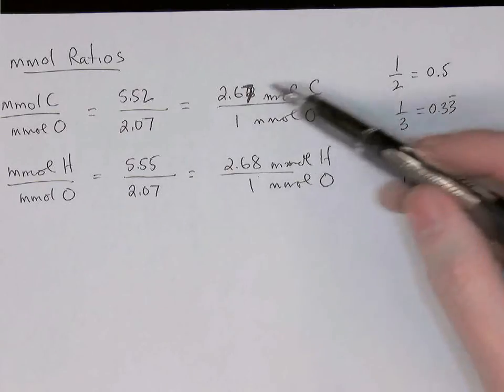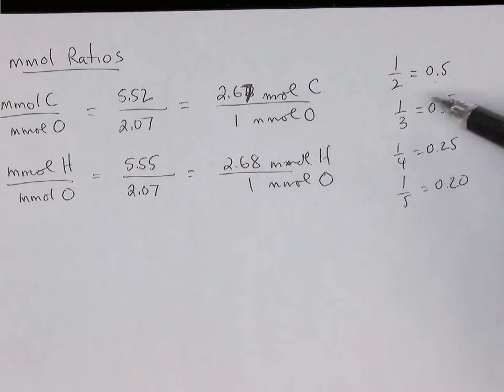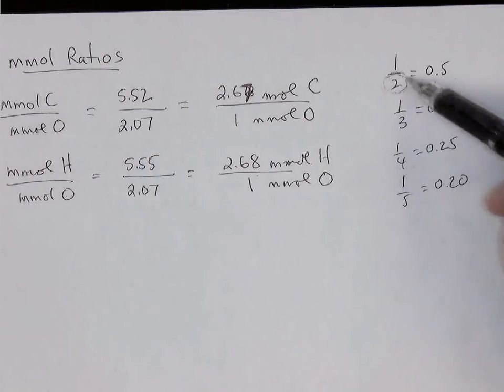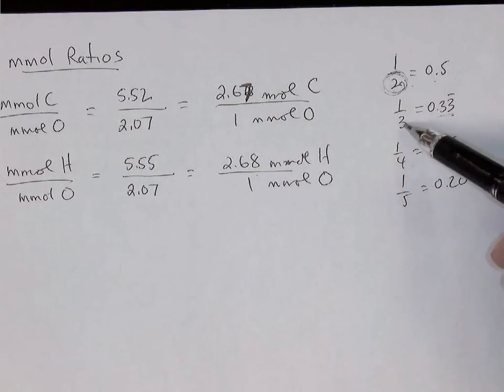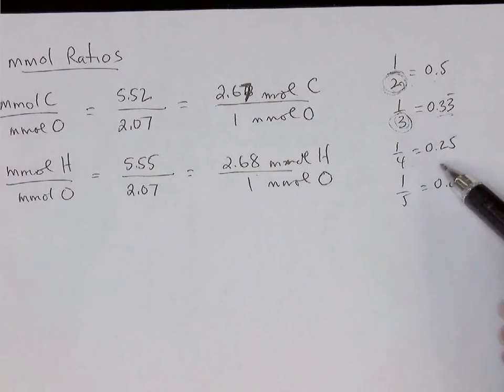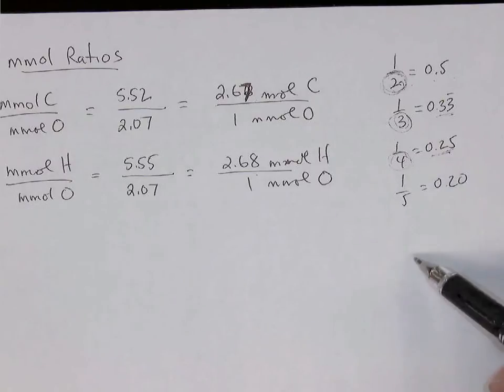If I get a ratio that ends in 0.5, we got ratios that ended in 0.67. If I had a ratio that ends in 0.5, I could make it a whole number ratio by simply multiplying the top and bottom by 2. If I get a ratio that ends in 0.333 repeating, I could make it a whole number ratio by multiplying top and bottom by 3. If I get a ratio that ends in 0.25, I can make it a whole number ratio by multiplying top and bottom by 4, etc.